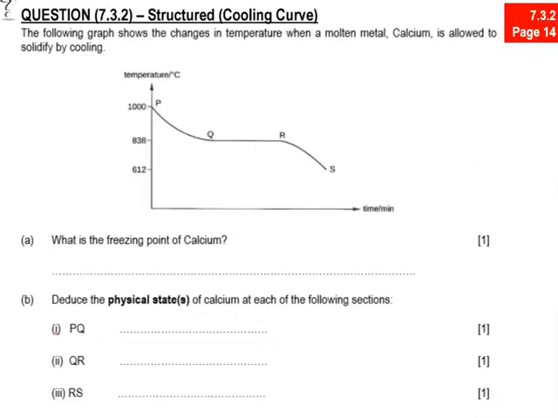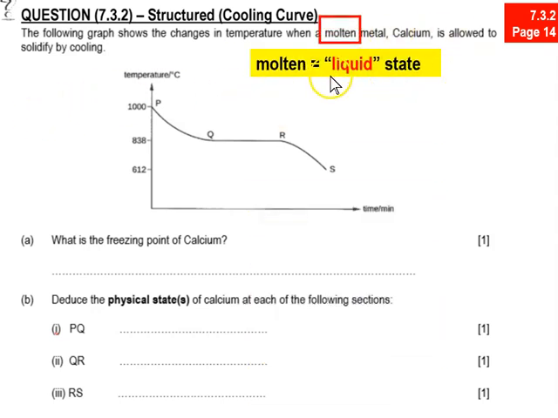Alright, let's move on to the next question, which is found on page 14. So let's have a look. We say that the following graph shows the changes in temperature when a molten metal, now remember the word molten, calcium is allowed to solidify by cooling. That means calcium is starting off as a liquid because molten actually means liquid state. So you may want to write this in your notes. You can pause the video here to write.